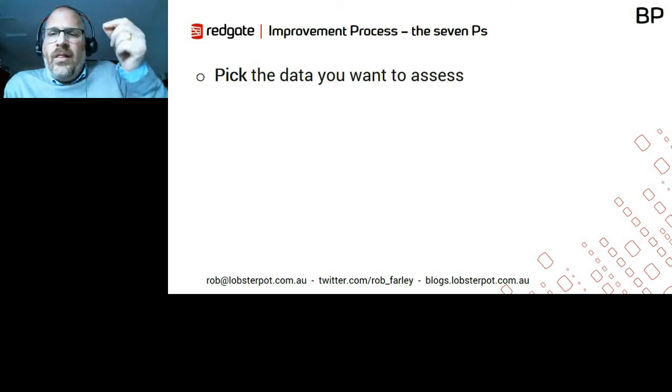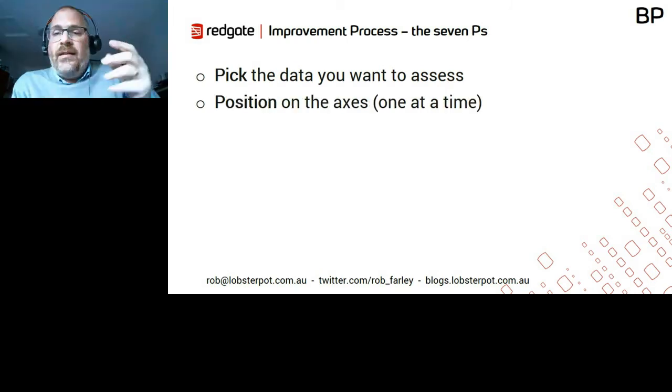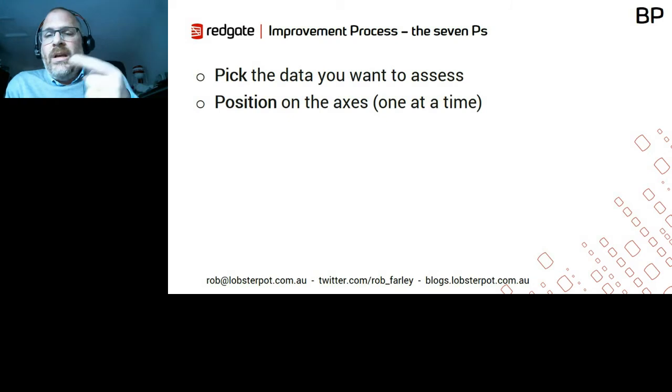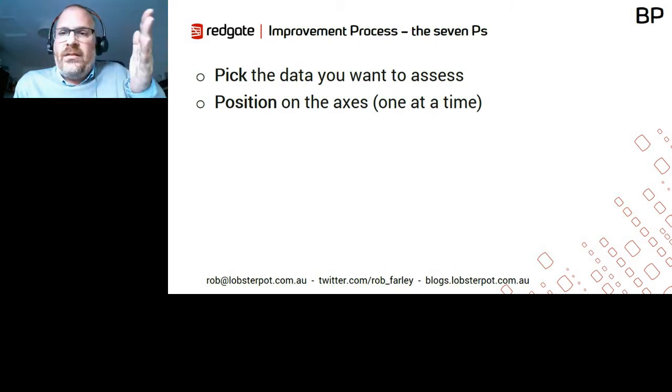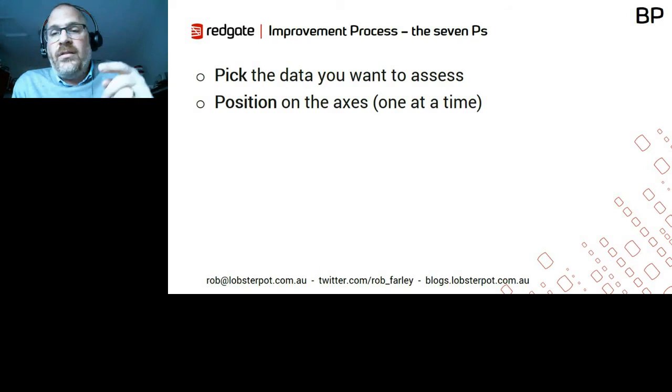Then you need to position that on the axes, but one at a time. You can't do both. You can't just go and say, oh, well, this is good and we trust it, bang. No. Assess the quality independently of assessing the trust. They're two very different processes.